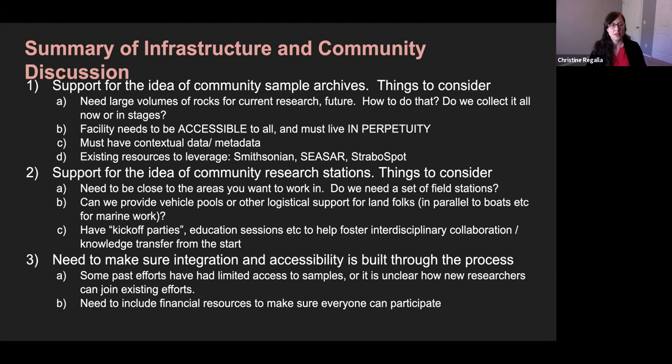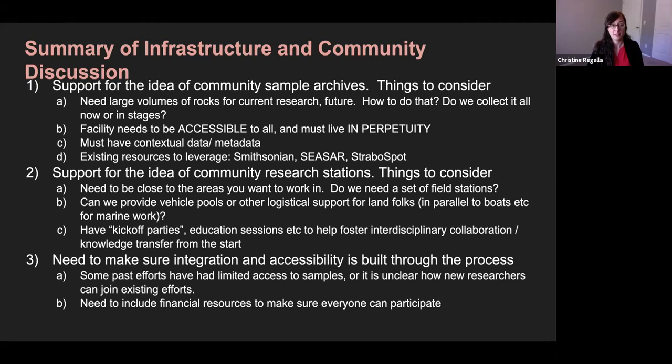But first, there seemed to be general support of the idea for community sample archives to break down barriers in terms of the time and the resources needed to collect samples, but also to try and help get context and measurement that individual PIs may not be able to do on their own. But there were some really important things to consider, and like, if we did this, how did we actually make this work?